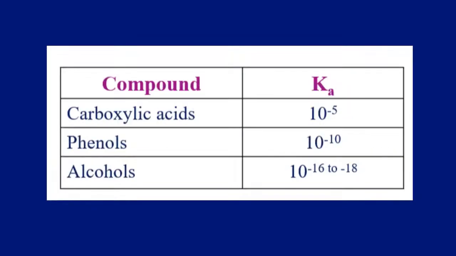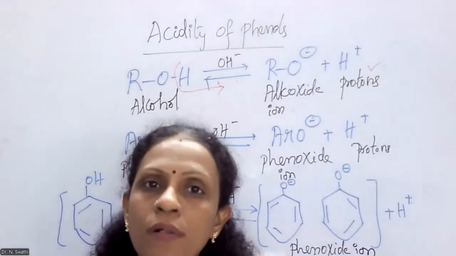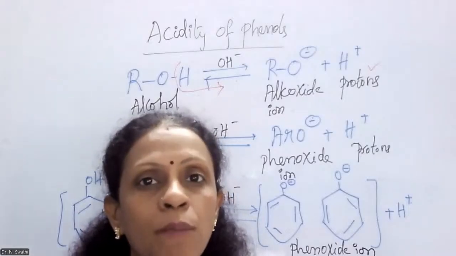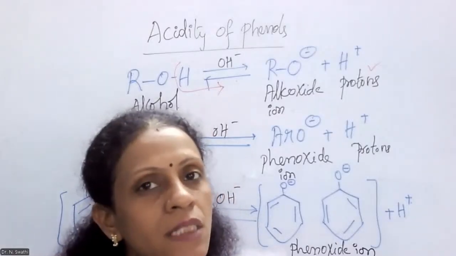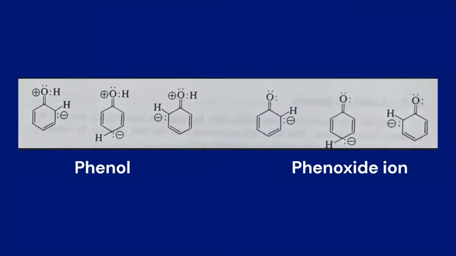From the acidity constant, we can easily make out that phenols have greater acidity when compared with alcohols. So the greater stability of the phenoxide ion when compared with the alkoxide ion can be explained with the help of some additional resonance structures which are possible in the case of the phenoxide ion. Additional resonance structures are possible both for phenol as well as the phenoxide ion. These are the three more resonance structures possible for phenol, and these are the three additional resonance structures possible for the resulting phenoxide ion.